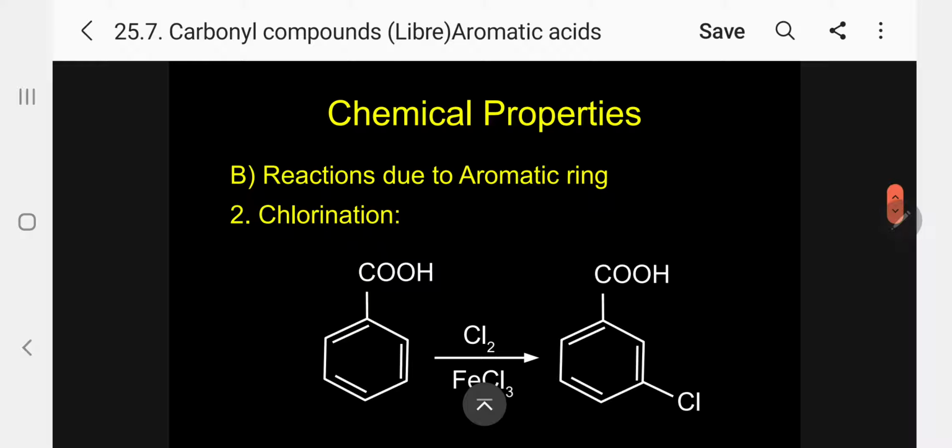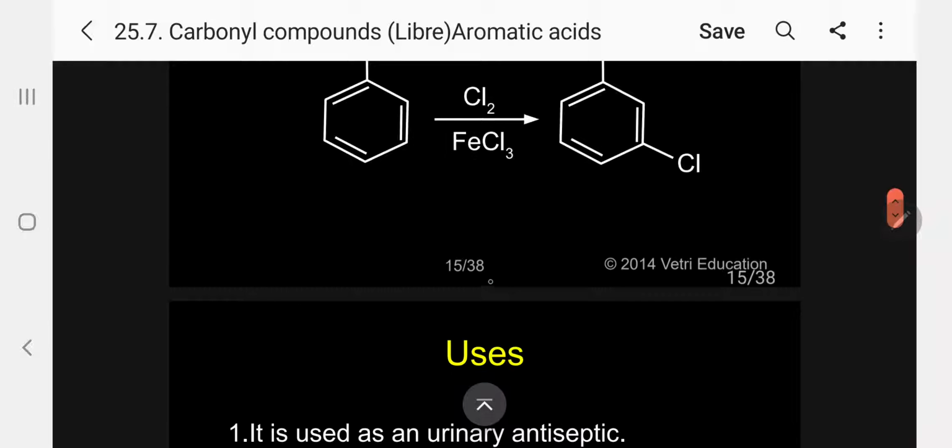In the same way, in the case of chlorination, chlorine in the presence of ferric chloride undergoes chlorination. Meta-chlorobenzoic acid is the product.